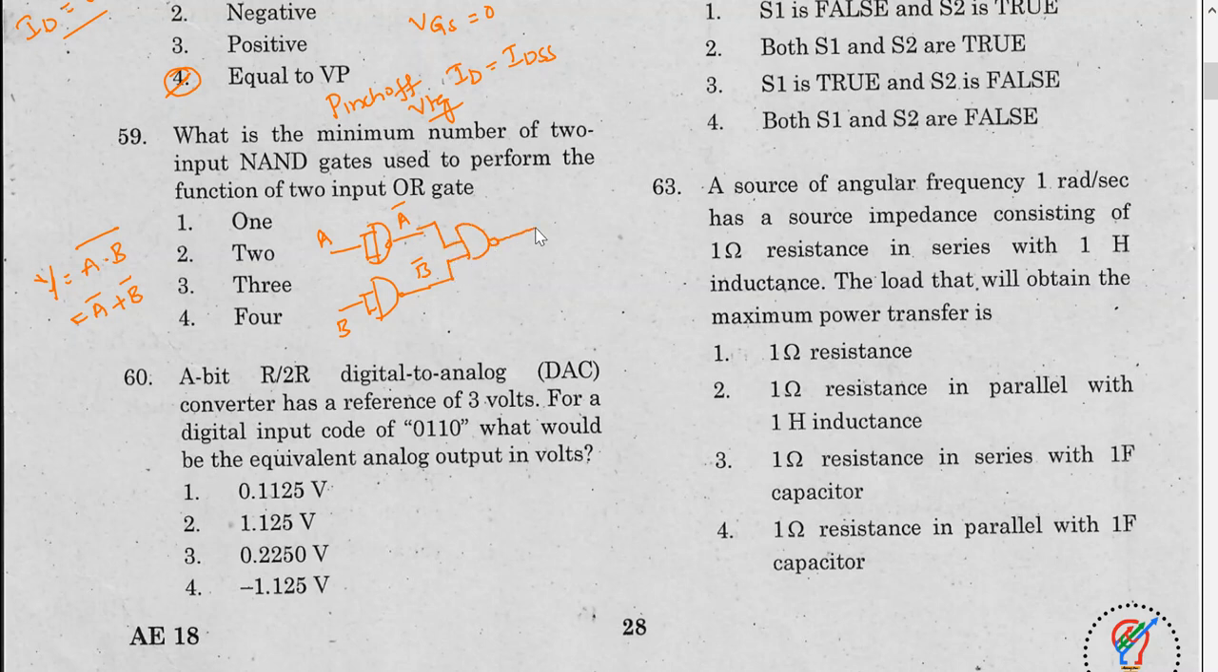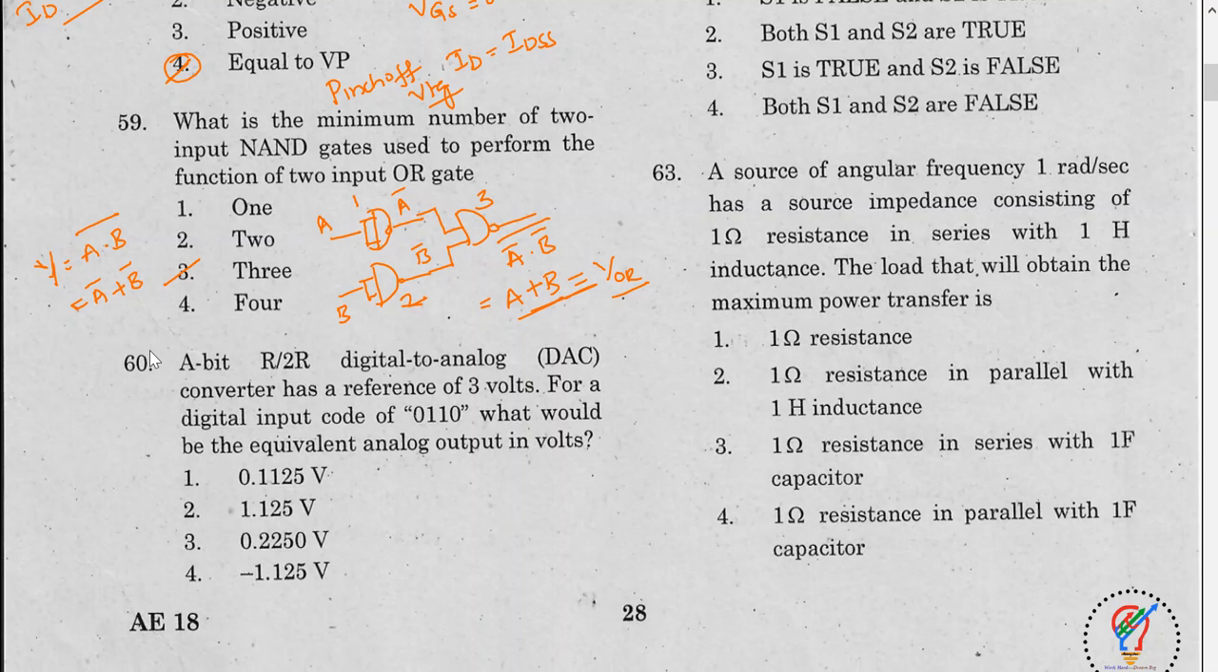Now it is given to another NAND gate here. What will be here? (A bar dot B bar) whole bar, that means A plus B will be obtained. So what is A plus B? A plus B is nothing but the output of an OR gate. So that means how many NAND gates do you require? You require 1, 2, and 3. The same question was asked in previous exams also. The answer will be 3 here.